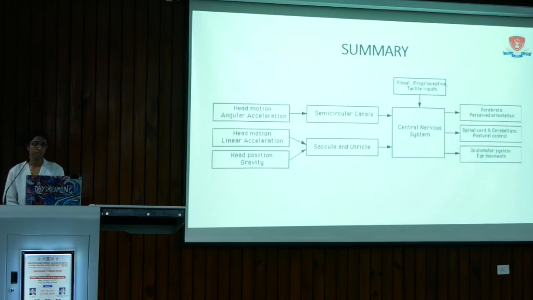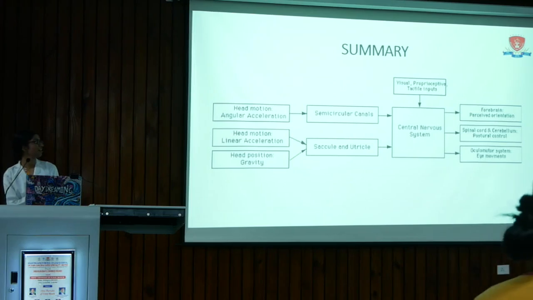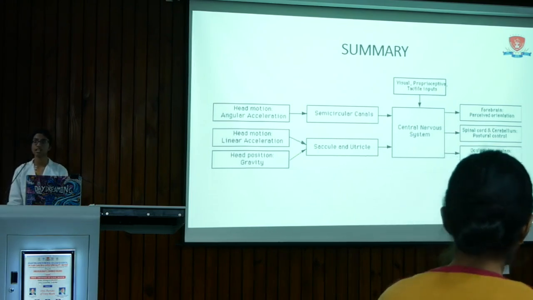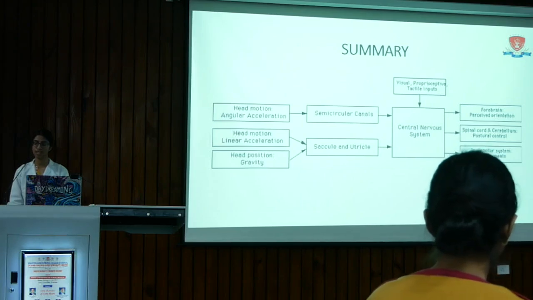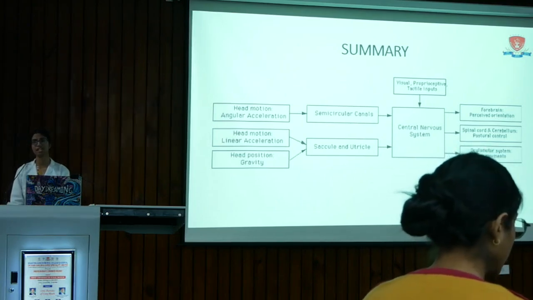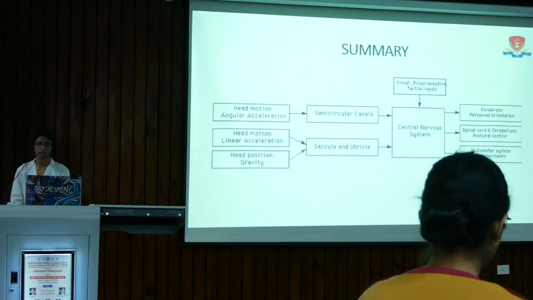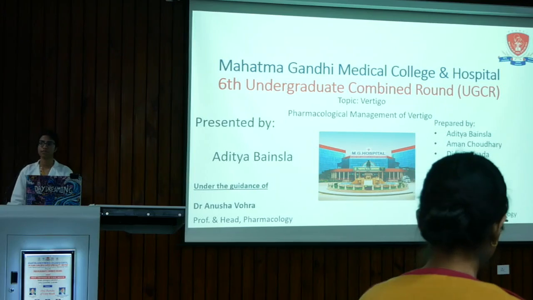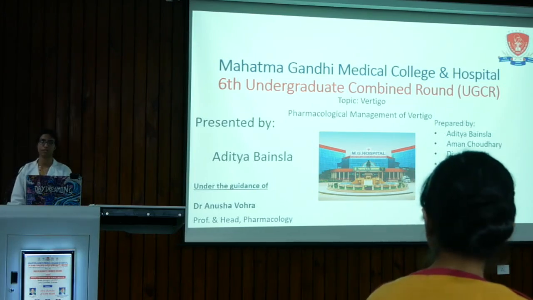A quick summary. The sensations of angular acceleration, linear acceleration, and keeping the head upright are sensed by the semicircular canals, saccule and the utricle. The impulses are then taken to the central nervous system, which sends the impulse to the spinal cord and the eye muscles, controlling eye and oculomotor muscles and the muscles of the body, thus maintaining body posture and the balance of the body. Now, I would like to call my fellow colleague from the Department of Pharmacology to continue the presentation.